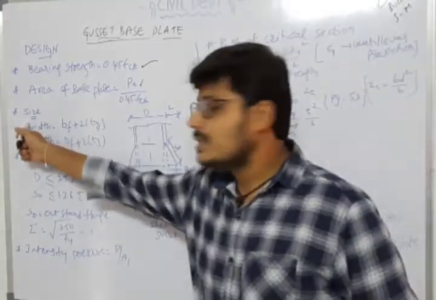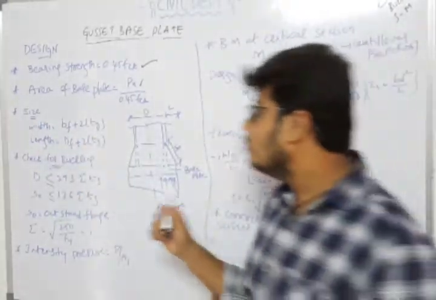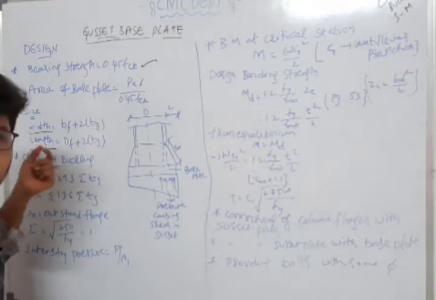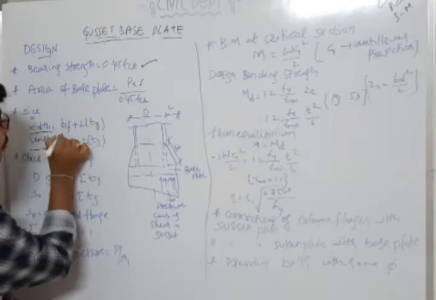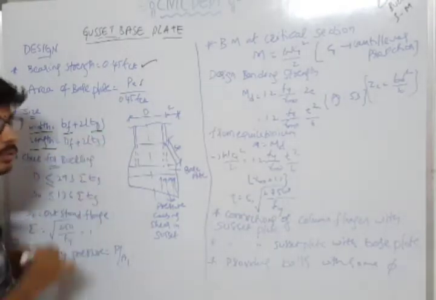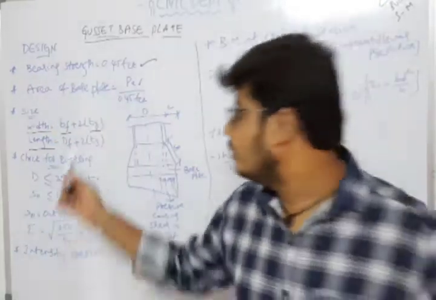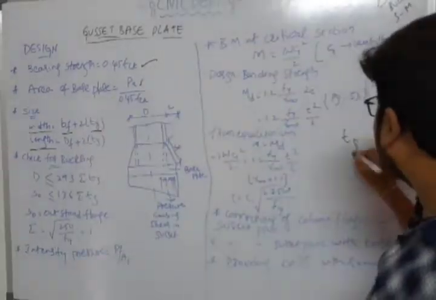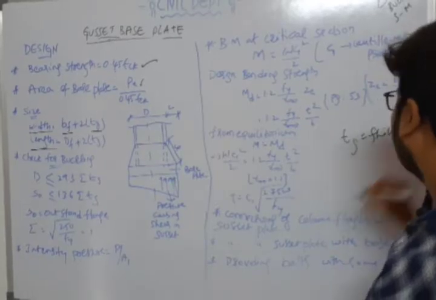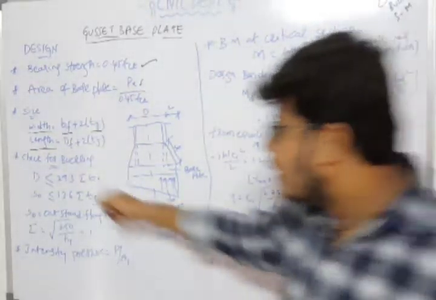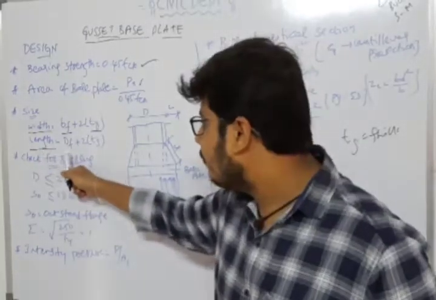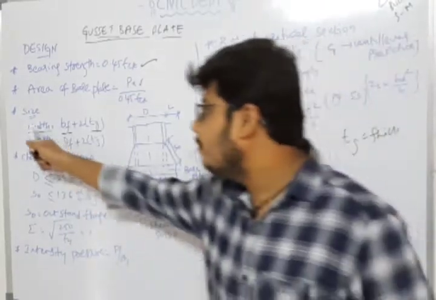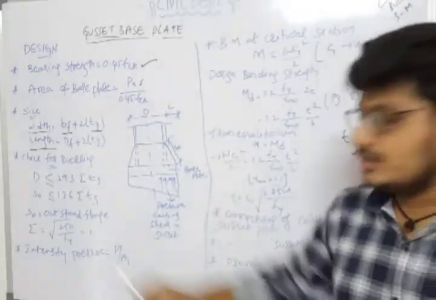Next comes the size of the base plate, so you should have the width and length. Width is nothing but the width of flange plus 2 times the thickness of gusset plate, where tg is the thickness of gusset plate. Length L is equal to D_f, the depth of flange, plus 2 times the thickness of gusset plate. So here we get the width and length of the gusset base plate.